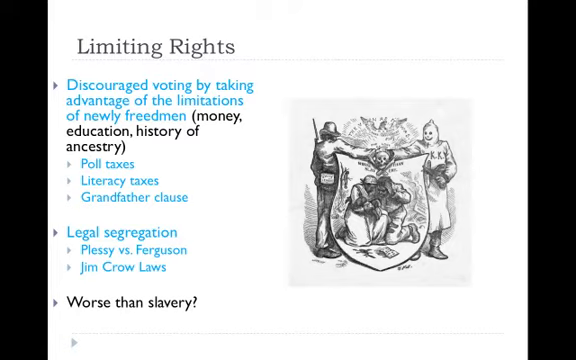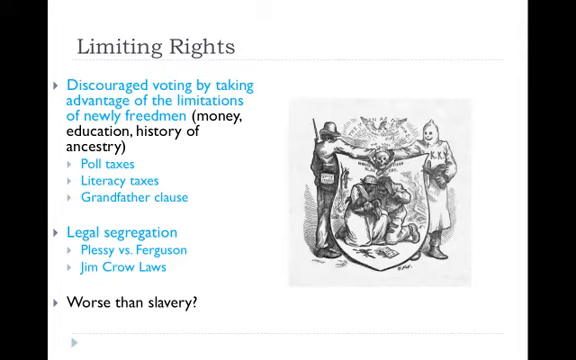However, there were a lot of Southern white people who could not pay those taxes either. So then they imposed the literacy taxes, which meant that you had to take a reading and writing test, a literacy test, in order to vote. And former slaves actually had an issue with this because they were not allowed to learn how to read and write in most cases.